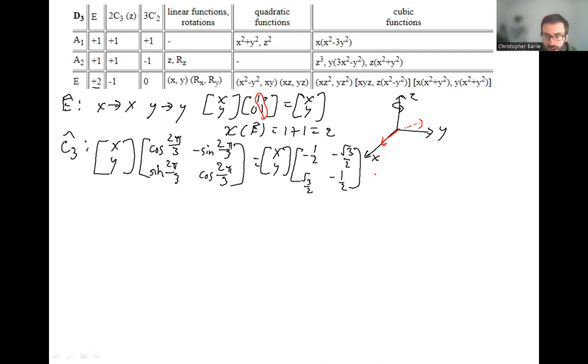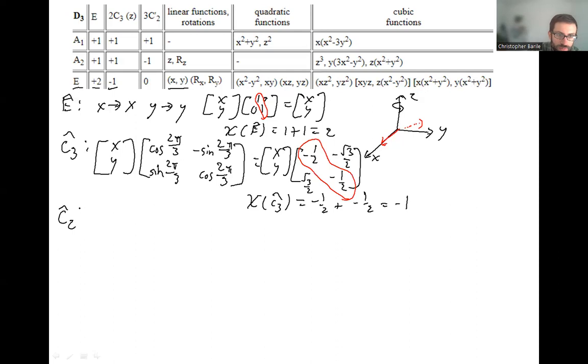And so the character of this matrix is -1/2 plus -1/2. So our chi of C3 equals -1/2 plus -1/2, which equals -1, which is what we got there. So that's matching, and we're on our way to proving that X and Y transform together as the vector E.